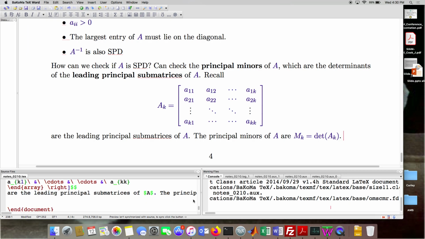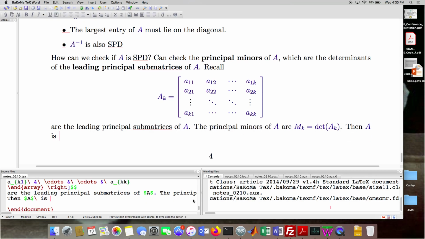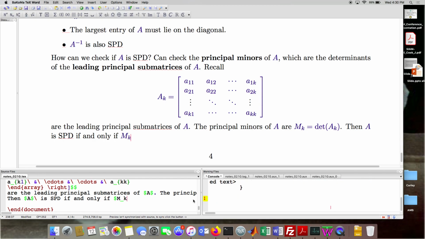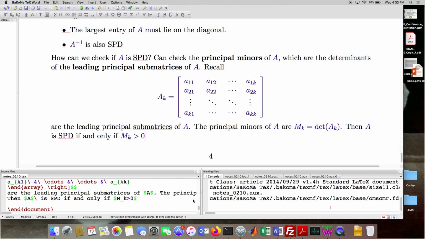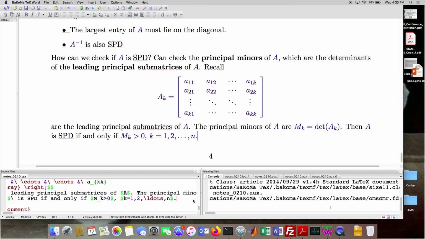So we can say A is symmetric positive definite if and only if all principal minors are strictly positive. That would be a way to check if a matrix is symmetric positive definite, but it is not easily done because computing determinants is expensive.